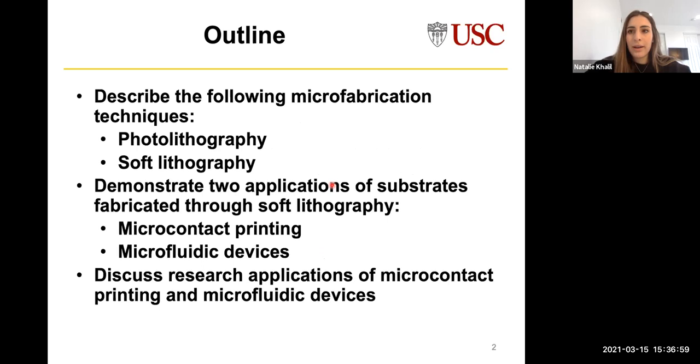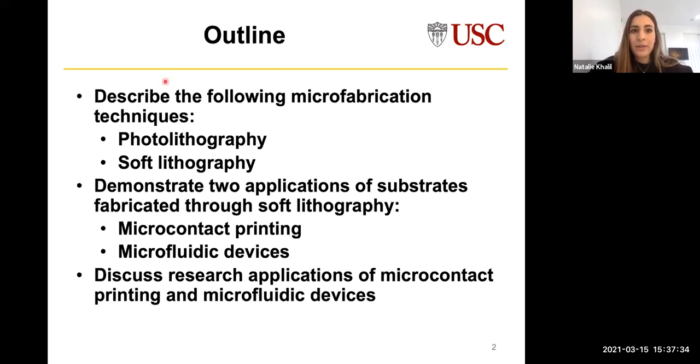So as a brief outline of the course today, we'll be describing two microfabrication techniques called photolithography and soft lithography. This will take up the first half of lecture. And then in the second half, we'll describe their applications in tissue engineering, specifically microcontact printing and microfluidic devices. And then lastly, we'll go through some research examples of these. And if at any point you all have questions, please don't hesitate to just unmute yourselves and interrupt me at any point during the lecture.